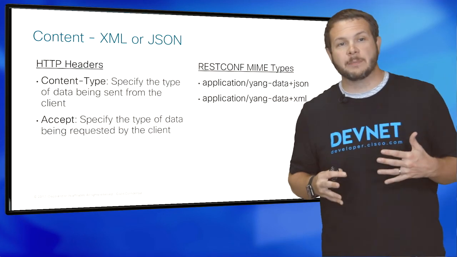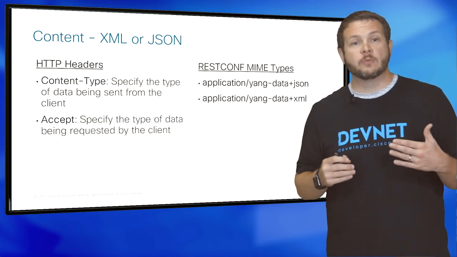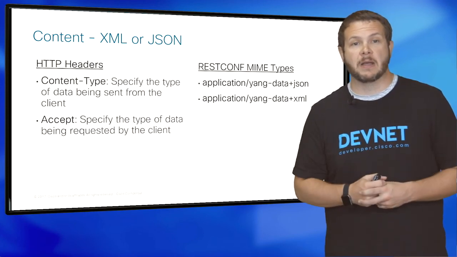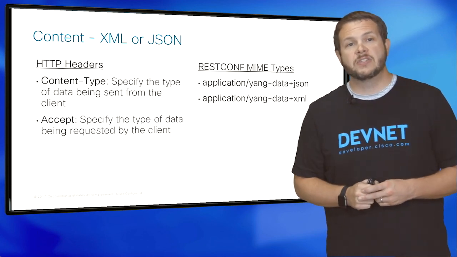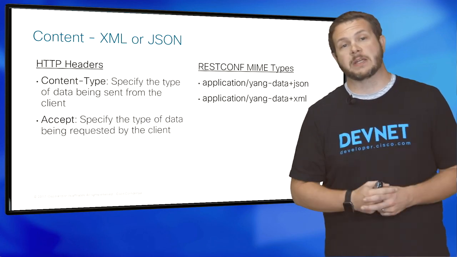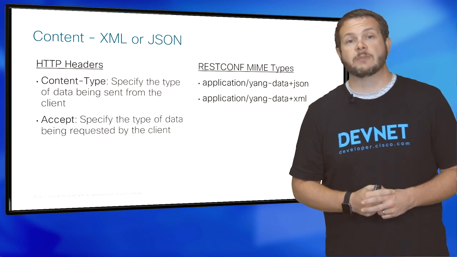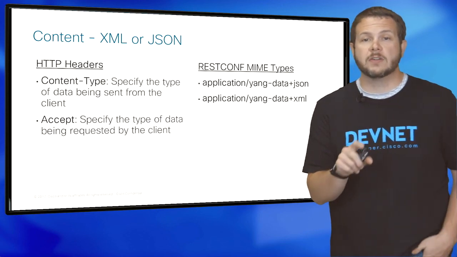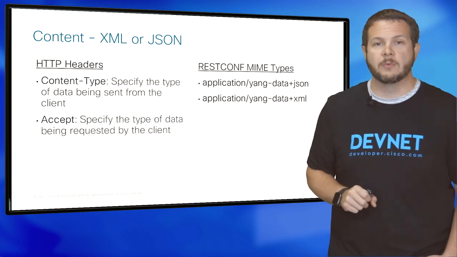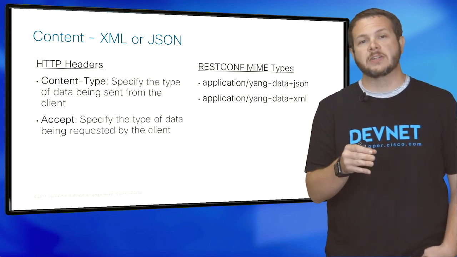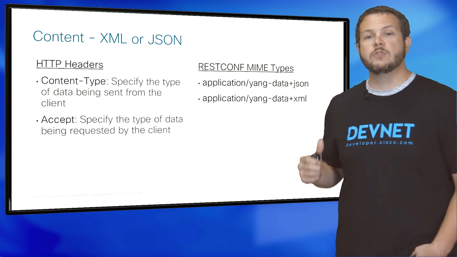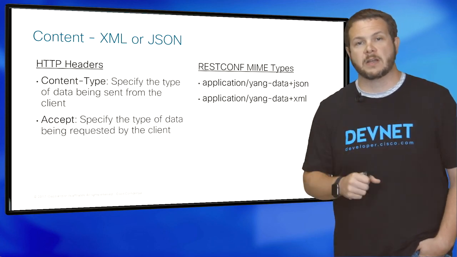Now, from a content perspective, I've mentioned a couple of times that RESTconf supports both JSON and XML. And the way that we define to the RESTconf agent which one we're interested in is using headers, just like we would expect with any REST API. But we do have to recognize that the headers that you will use are slightly different than you may use in other REST APIs. It's not a simple application/json or application/xml. We have to use new MIME types that were defined as part of the RESTconf standard.